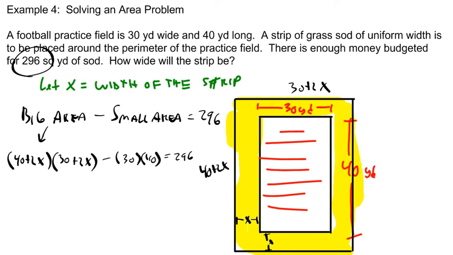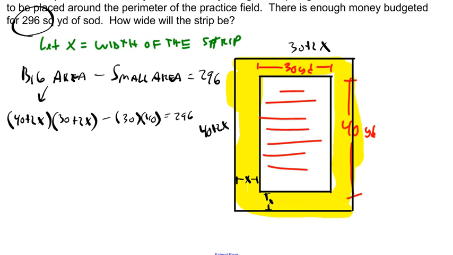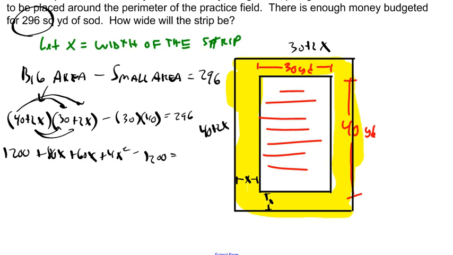So we're going to go ahead and use some FOIL method, and we're going to go from there. All right. So here we go. Using the FOIL, 40 times 30 is 1200. 40 times 2x is 80x. 2x times 30 is 60x. 2x times 2x is 4x squared, minus 30 times 40, 1200, and that all equals 296.